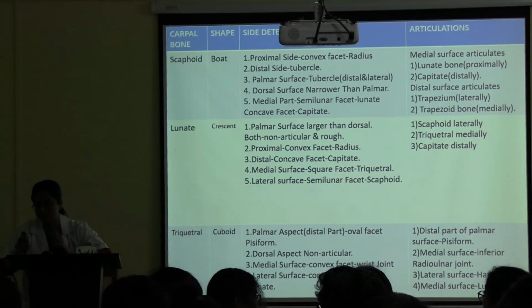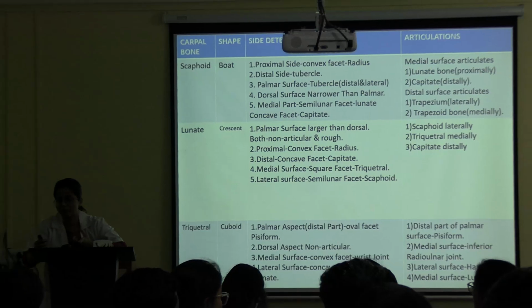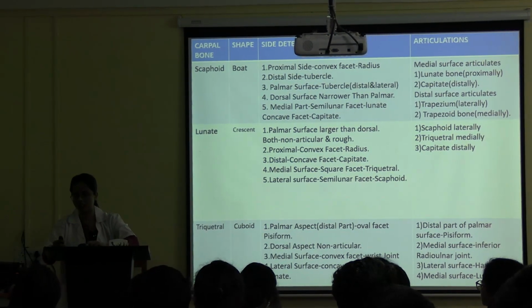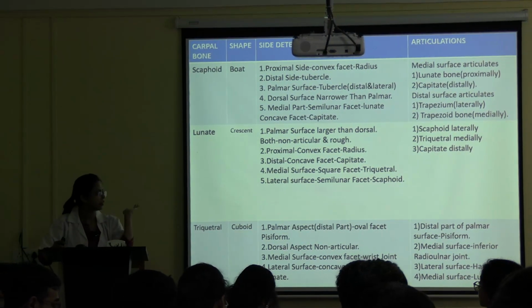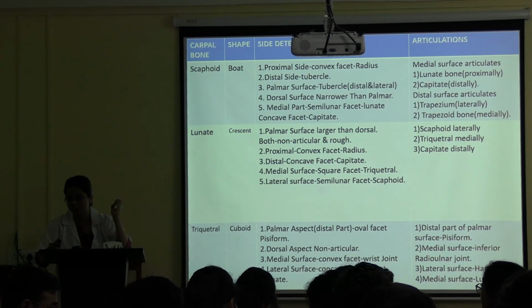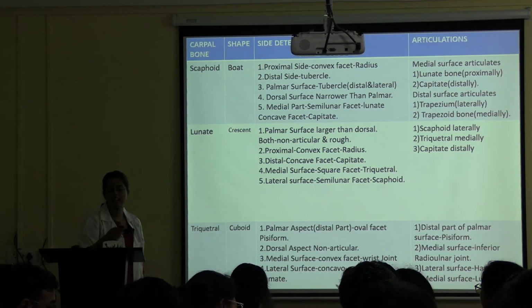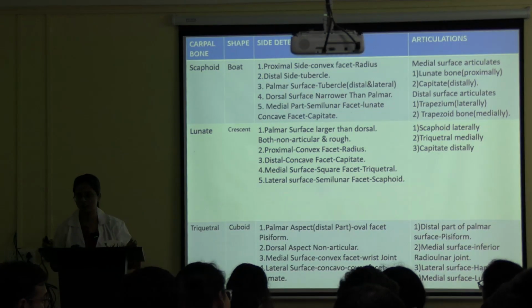No. It has some characteristic, like it develops in the tendon. Okay, then from tendon it develops, like you have seen pisiform also develops from flexor carpi ulnaris. It lacks periosteum. It has some features. Okay.